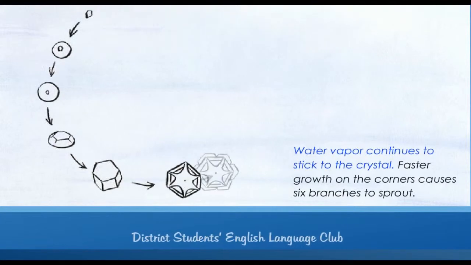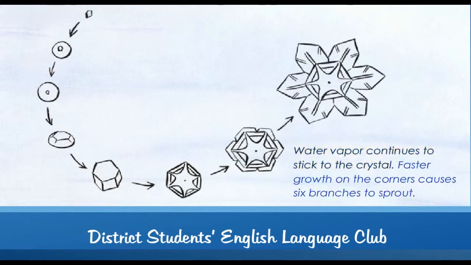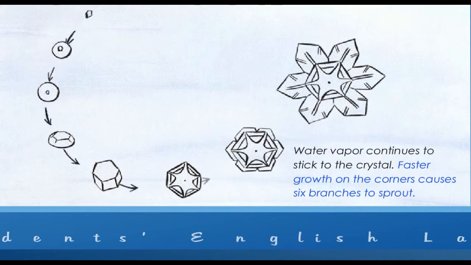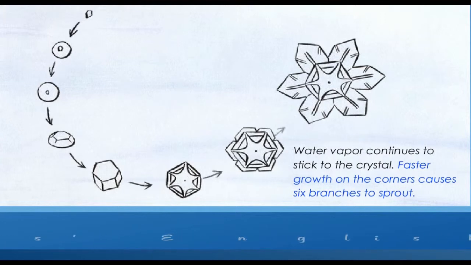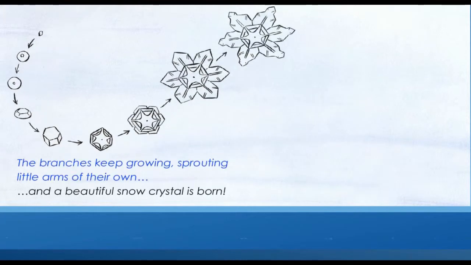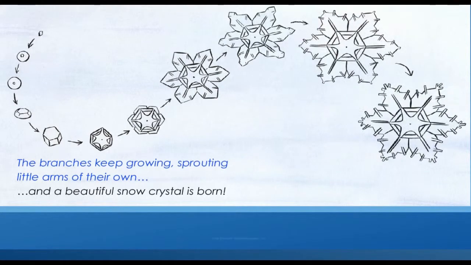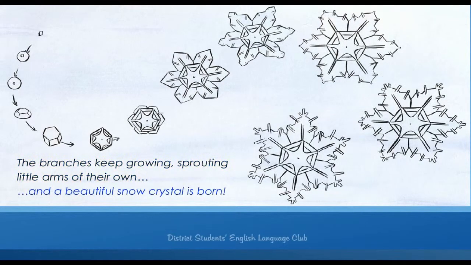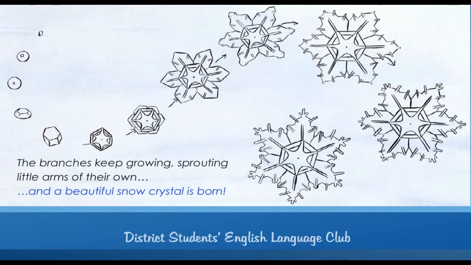Water vapor continues to stick to the crystal. Faster growth on the corners causes 6 branches to sprout. The branches keep growing, sprouting little arms of their own. And a beautiful snow crystal is born.